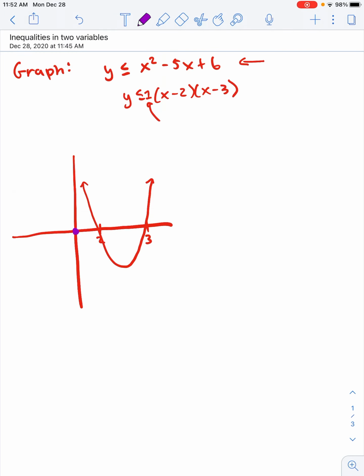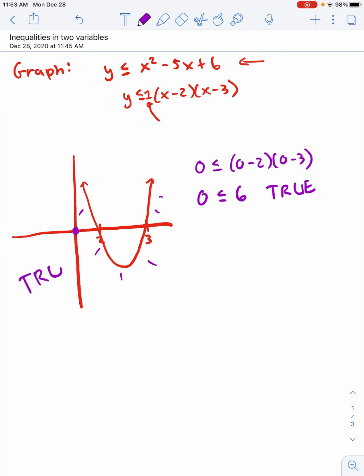So I'm going to pick (0, 0), because that's a really easy point. So when I plug in (0, 0), I get 0 is less than or equal to 6, and this is true. So that means because my test point was on this side of the boundary line, everything on this side of the boundary line is true. So I can shade all of this in as true.